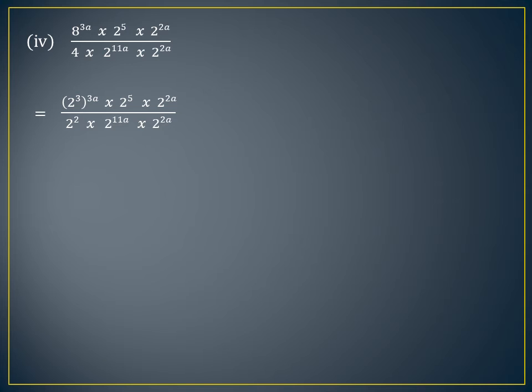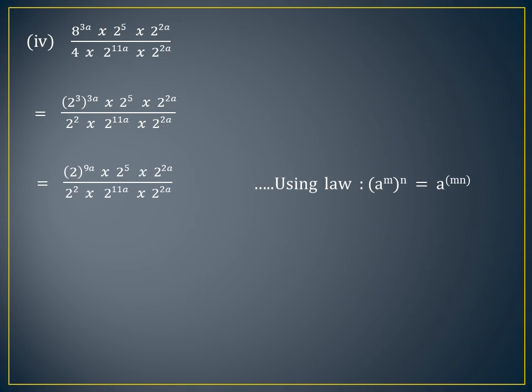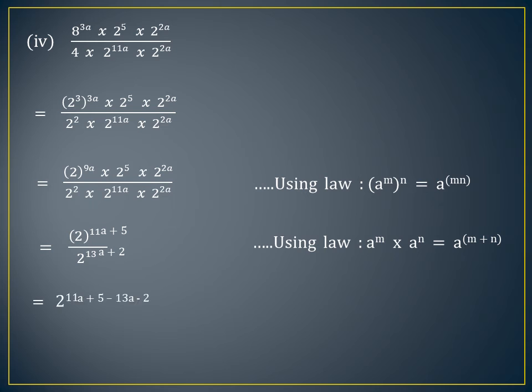So 2 raised to 3 into 3a becomes 2 raised to 9a into 2 raised to 5 into 2 raised to 2a upon 2 raised to 2 into 2 raised to 11a into 2 raised to 2a. So the numerator will be now 2 raised to 11a plus 5 upon 2 raised to 13a plus 2. So using the law a raised to m upon a raised to n is equal to a raised to m minus n, we'll have 2 raised to 11a plus 5 minus 13a minus 2, which gives us 2 raised to 3 minus 2a.